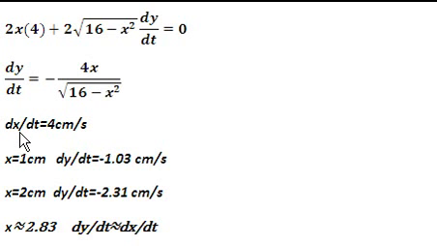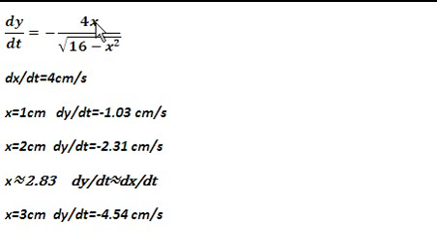So we looked at when dx over dt was 4 centimeters per second, and that's what we're sticking with in here. But it's the x that's going to be changing. If I let x be 1 centimeter, then dy over dt is negative 1.03 centimeters per second. And so we plug 2 into this and we get negative 2.31 centimeters per second.